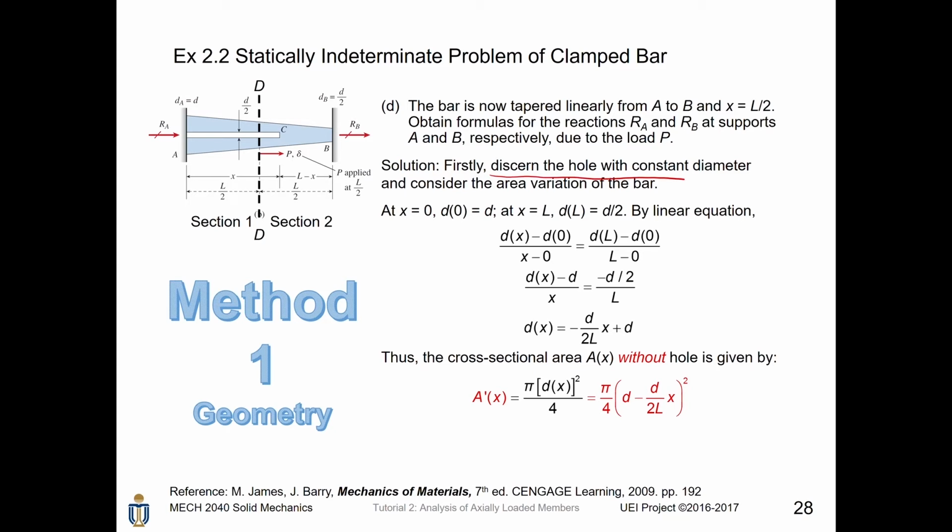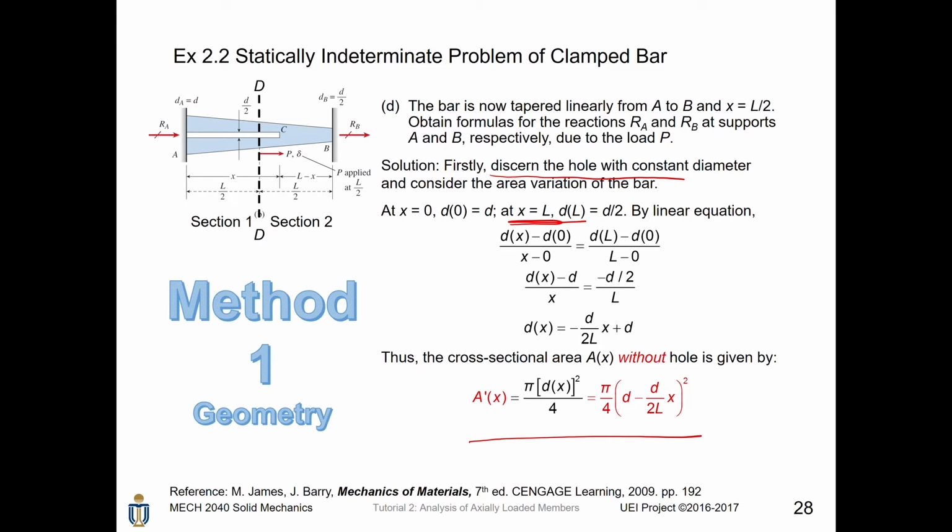Firstly, we ignore the hole, that is, at x equals 0, the diameter of the bar is d. Besides, at x equals L, that is, at the end B, its diameter will become d over 2. Since the bar is tapered, the diameter of the bar is varying linearly from x equals 0 to x equals L. Therefore, we try to find the linear relationship of its diameter by using this method, which has already been taught in your secondary school. Then, you do the simplification to obtain the diameter, which is minus d over 2L times x plus d. Therefore, the cross-sectional area A(x) without hole is given by this. Notice that this area is the cross-sectional area without hole.